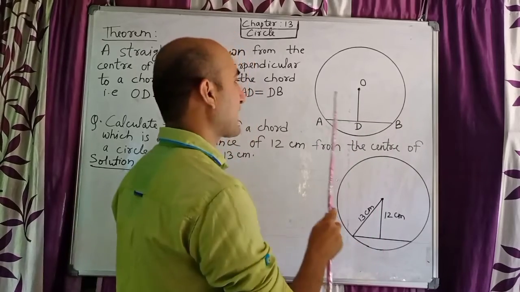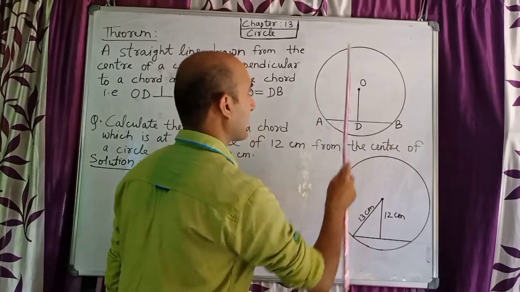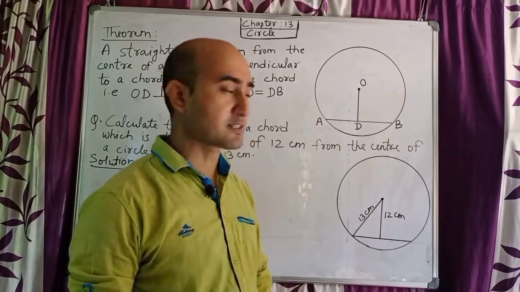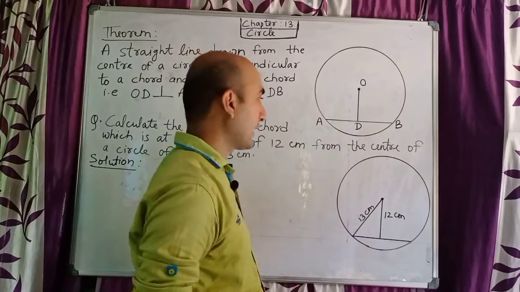But you know children, when a line passes from the center of the circle, it is said to be a diameter. I think you know this. So AB is a chord here.